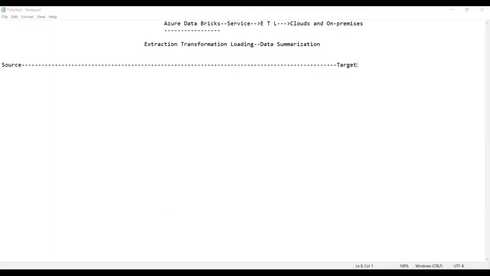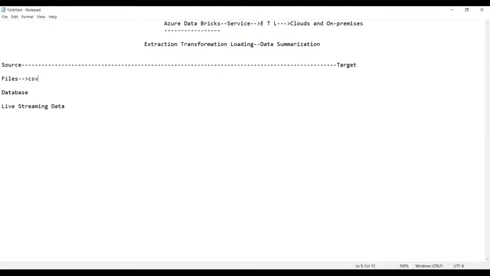So we have the source, and the source is nothing but a place where you can find the data. In the source, we can get the data in the form of files, or databases, or live streaming data.